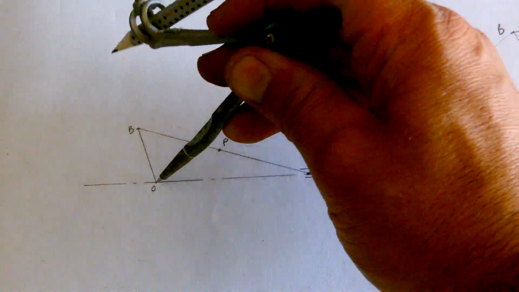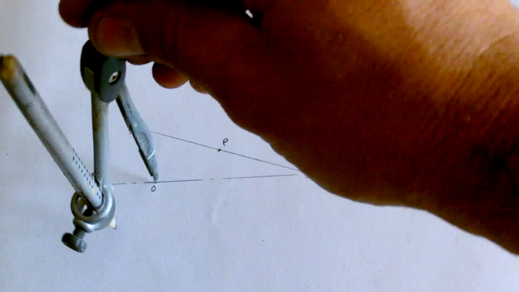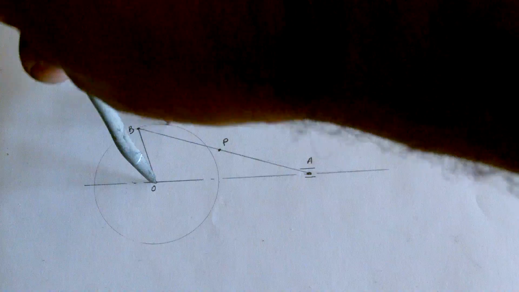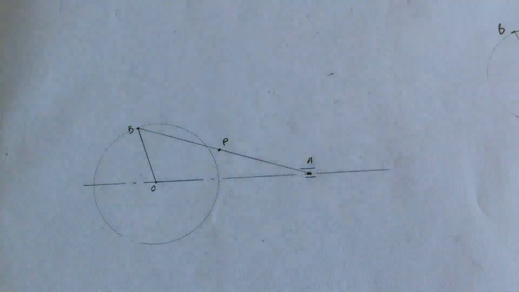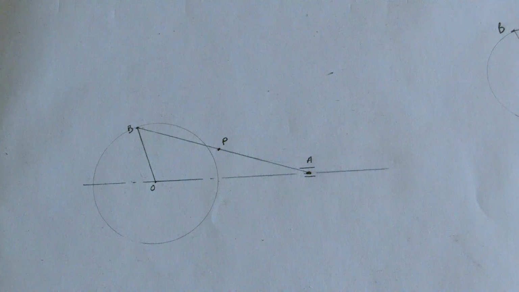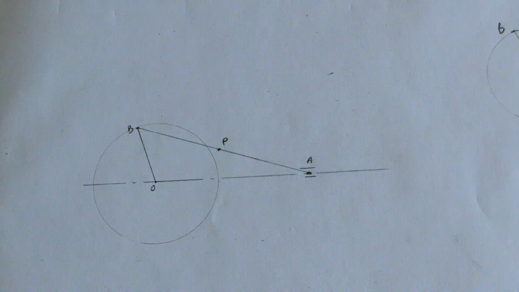Now if you're asked for a revolution of OB, that's where I need to start off from. That's the locus of point B. It's a circle, because O is a fixed center. Now BA and OB, their distances will always remain unchanged. Their angles will change, but their lengths will always be the same.